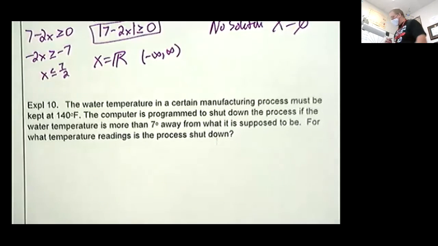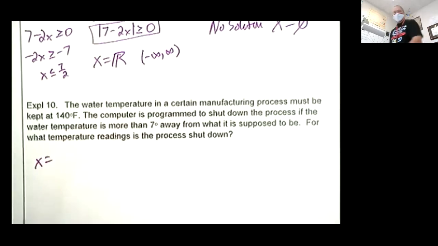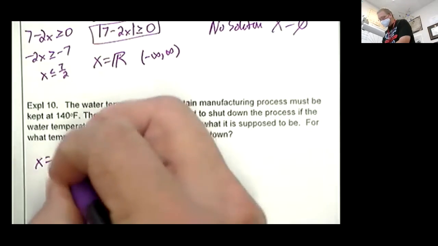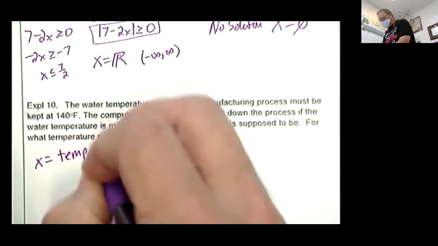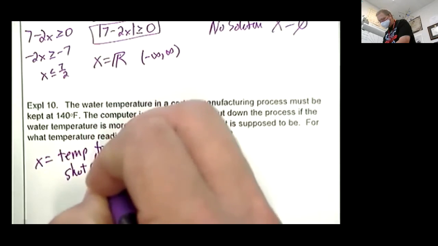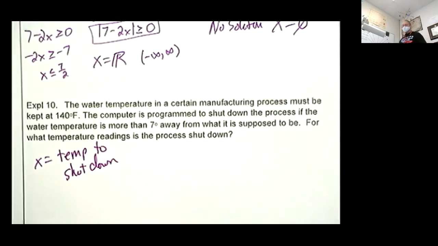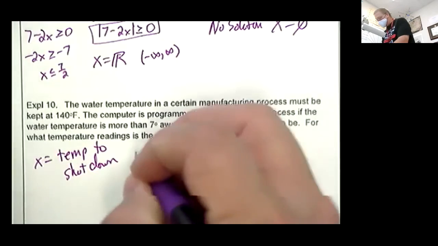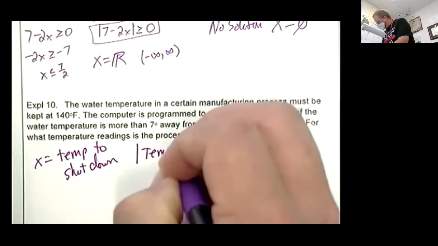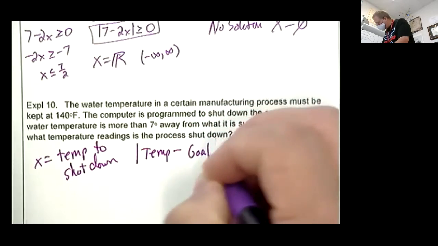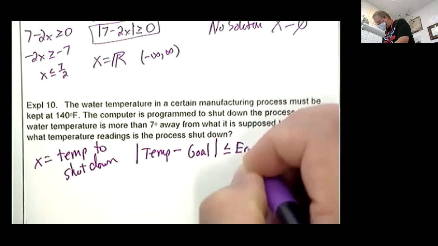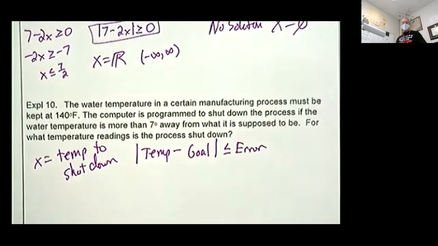We want to look at this as an absolute value. What's X? X is the temperature to shut down. X is the temperature at which we want to shut down, right? If the temperature is 500 degrees, that's way too hot, we got to shut down. If the temperature is 100 degrees, that's too cold, we want to shut down. How do we find that out? We're going to use this formula. The temperature minus the goal is going to be less than or equal to the error, which is actually a common error formula. You might have seen that before in chemistry.